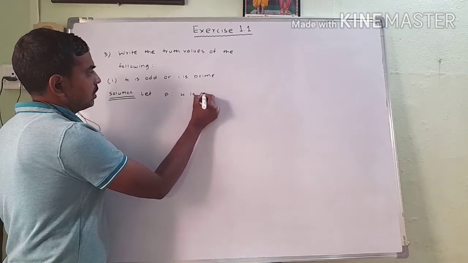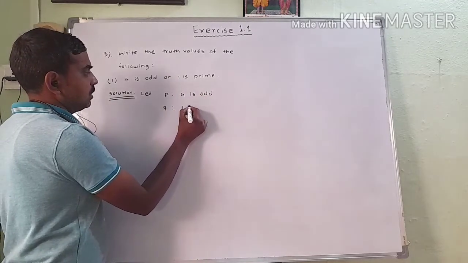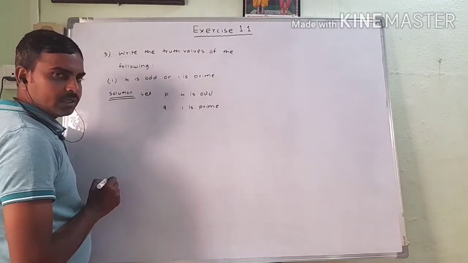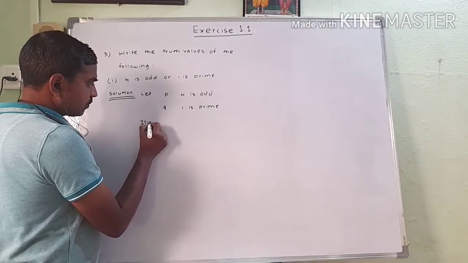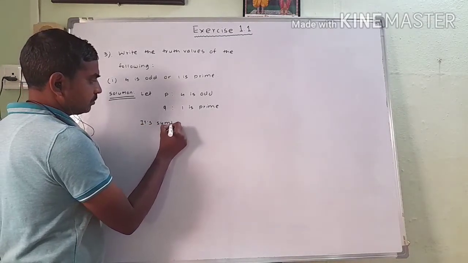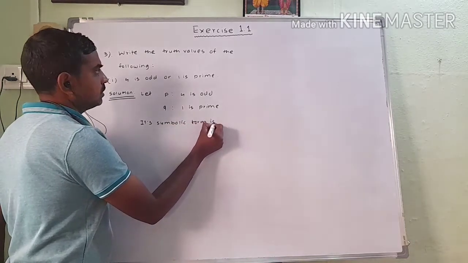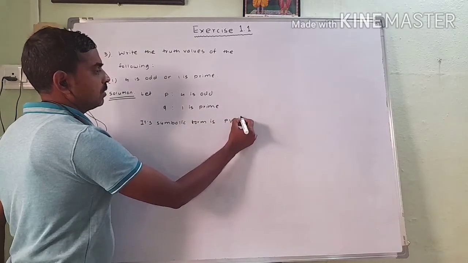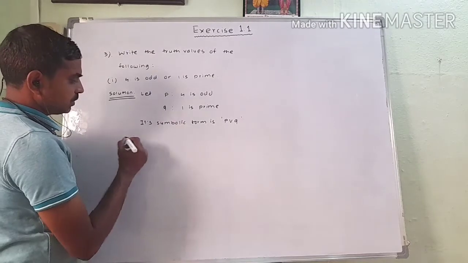4 is odd, and Q stands for 1 is prime. Therefore its symbolic form is, what is connected here? Or is here, therefore we have to write here P or Q. Now we have to write the truth value of this compound statement.